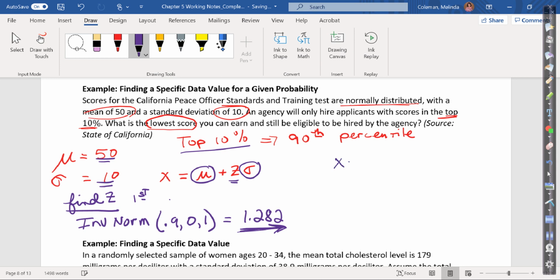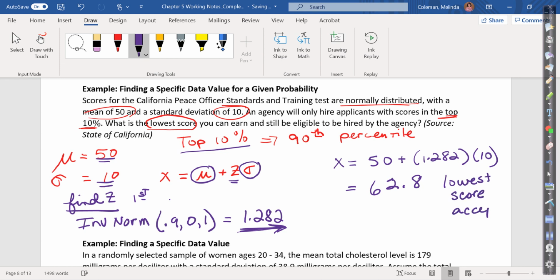So now I can do my X. X equals 50 plus 1.282 times 10. Multiply and add that together, and I end up with 62.8 being the lowest score accepted. Average was 50 on the test, They want people with a 68.2%.